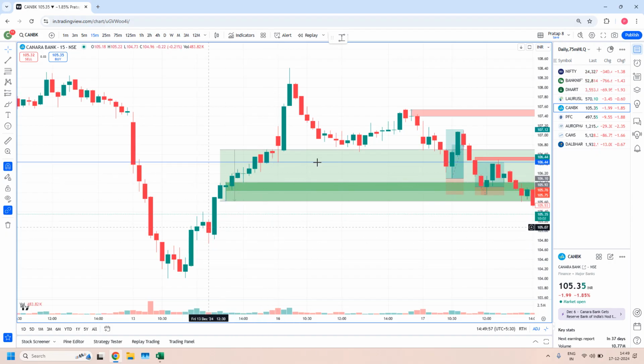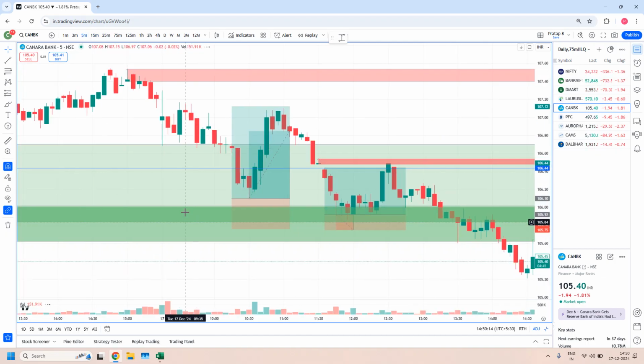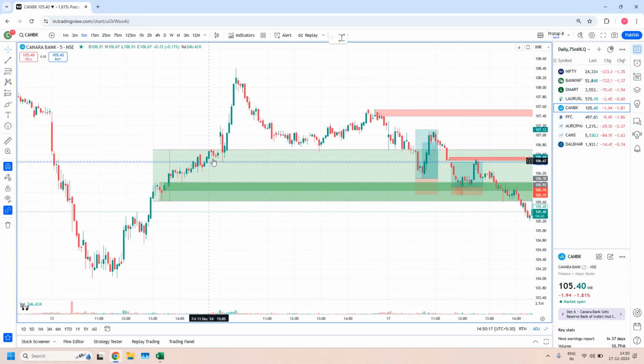Mostly we reject this zone and we leave. This structure is not good, with no proper leg out structures here. But the moment I went to the 5 minutes, I wanted to go for an aggressive trade setup. Anything available, I want to evaluate. That's why I went to the 5 minutes. The 5-minute structures here are not at all good.